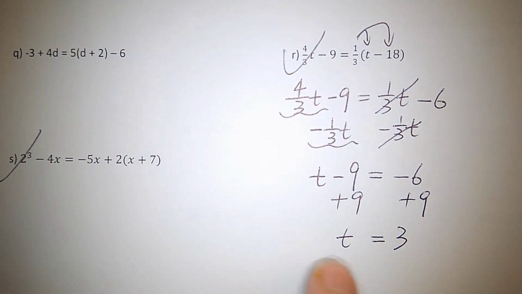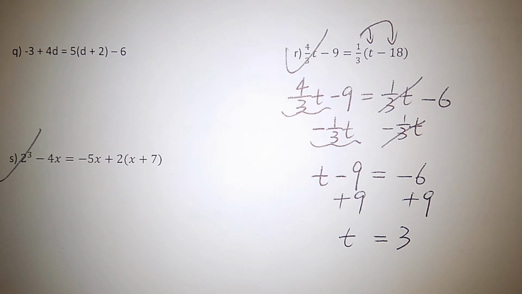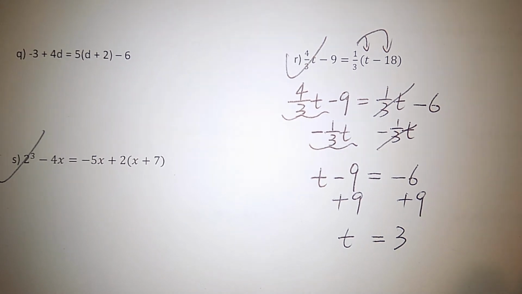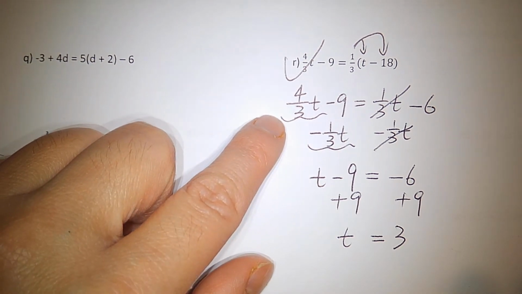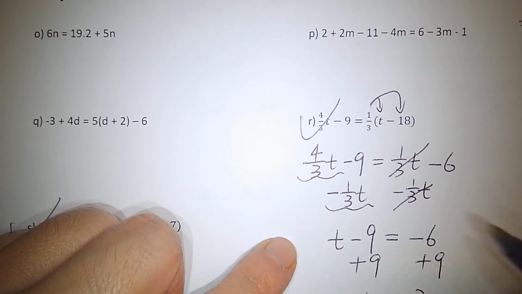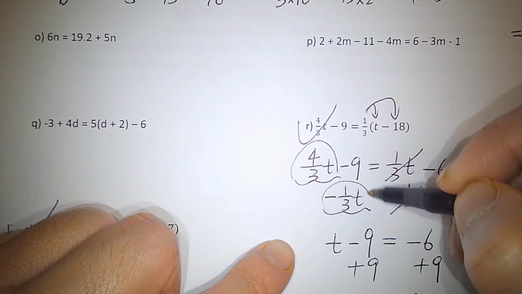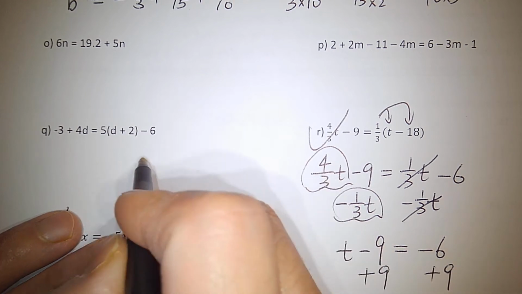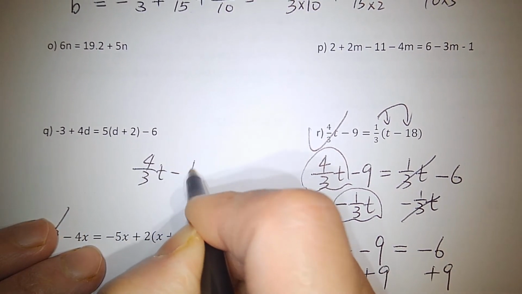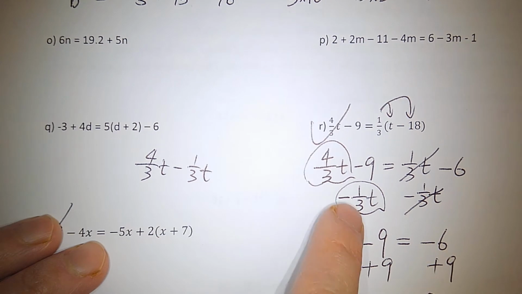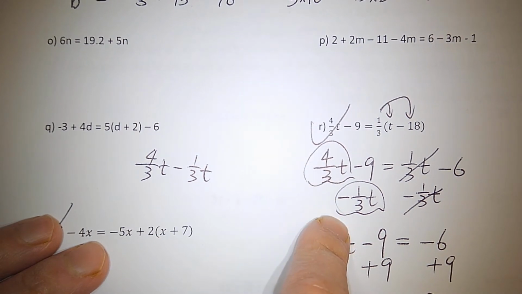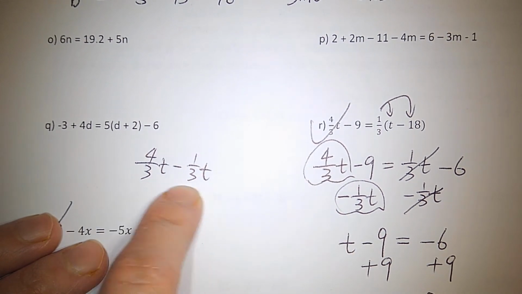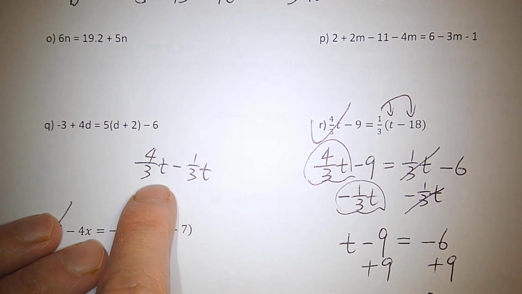Any questions about question R? I do have a slight question. Shouldn't there be a negative t? Because the negative 1/3 goes with 3/3, and that leaves us with negative 1. Okay, so we want to do 4/3 t minus 1/3 t, right? So is this going to be negative t or positive? Let's check.